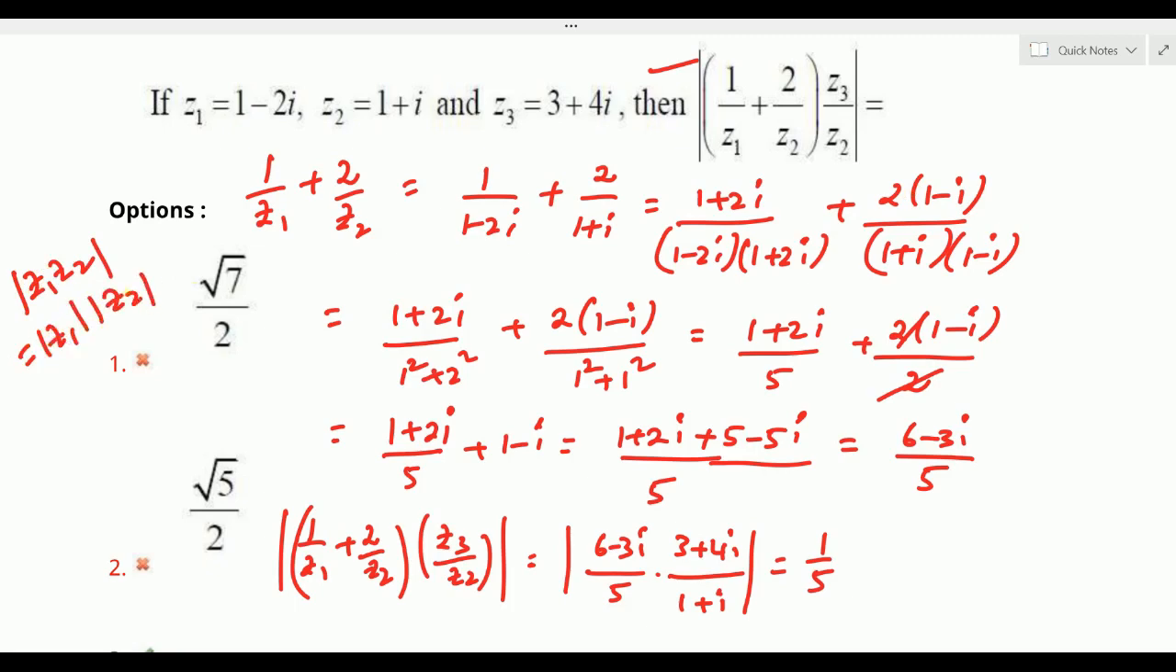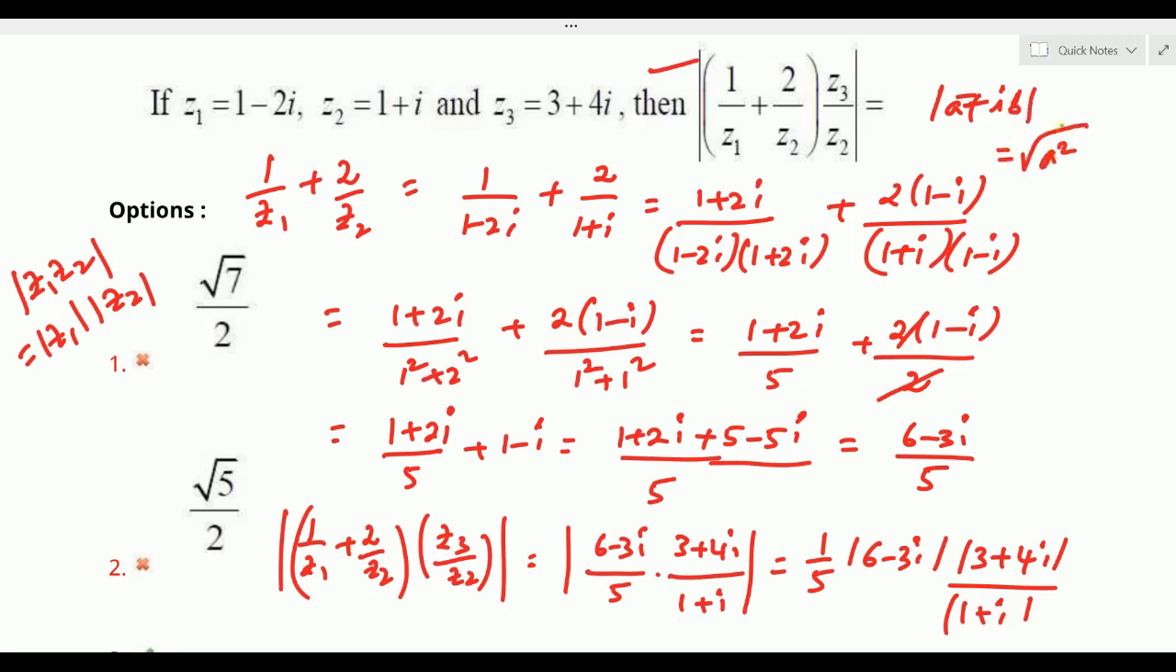Similarly, for division, it is division. Taking 1 by 5 outside, we get mod of 6 minus 3i, mod of 3 plus 4i, divided by mod of 1 plus i. Okay? So what is the formula for mod of a plus ib? Mod of a plus ib is root over a square plus b square. Okay, mod of a plus ib is root over a square plus b square.